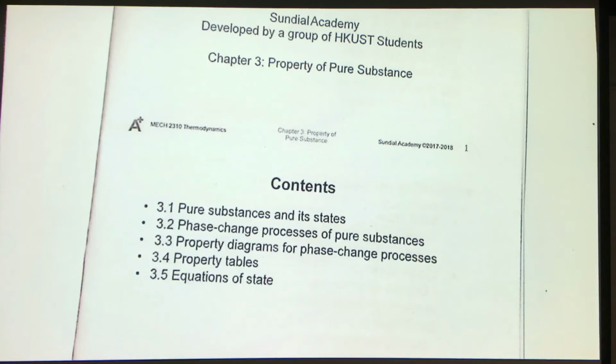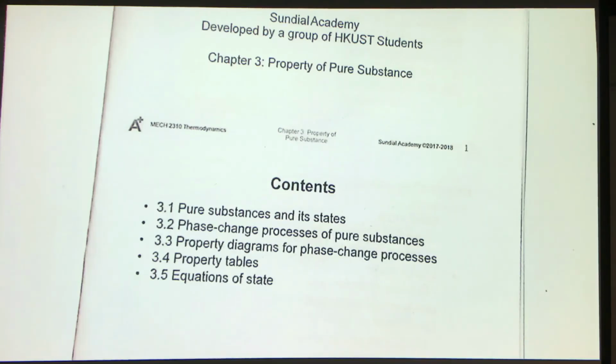And in 3.4, we would focus on the property tables. We will talk about the things included in the property table. For example, some properties like internal energy, specific volume, etc. And 3.5, we will talk about equation of state. How can we use some simple equations to describe the state?